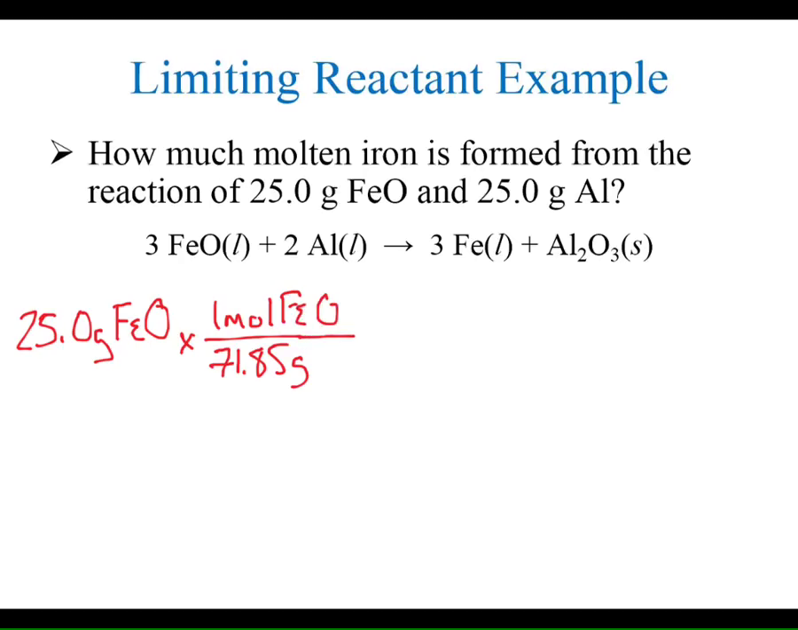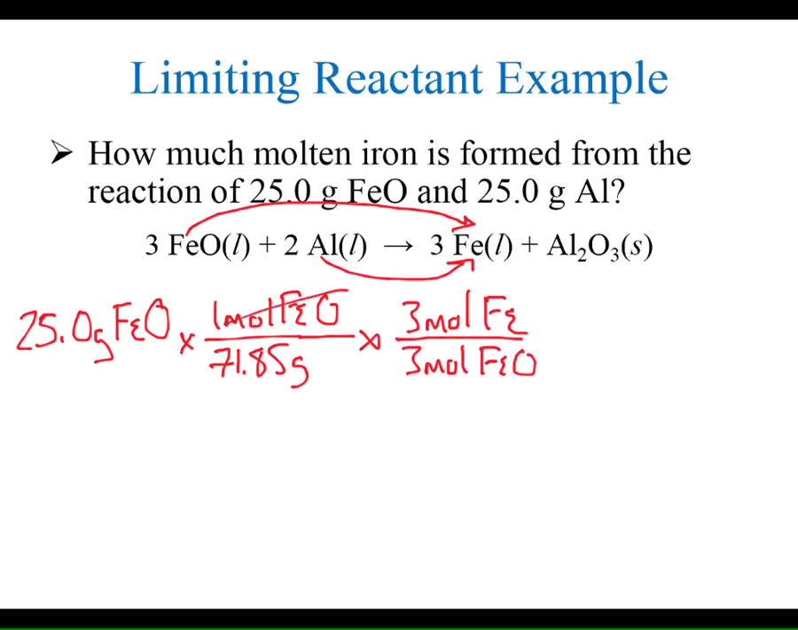So again, I'm just doing 2 things. I'm going to turn iron 2 oxide into iron, and then I'm going to turn aluminum into iron. Just like I did last time, I turned car bodies into cars, I turned wheels into cars, and I picked the smaller one. Same thing here. Now I'm in moles of FeO, but I want to be in iron. So how do I relate FeO to Fe? The ratio. So for every 3 moles of Fe, I need 3 moles of FeO, right?